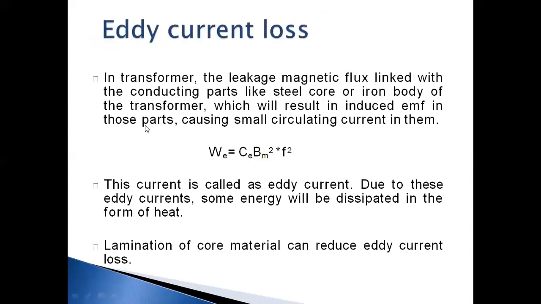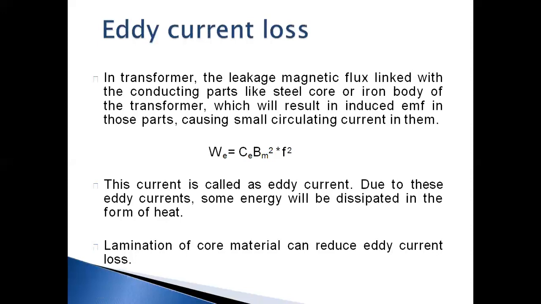So the eddy current loss in a transformer: the leakage magnetic flux is linked with the conducting parts like the steel core or iron body of the transformer, which results in an induced EMF in those parts, causing a small current within them. So that is the general mathematical formulation of the core loss, that is WE.